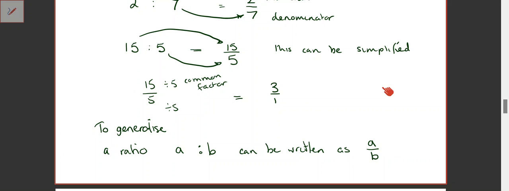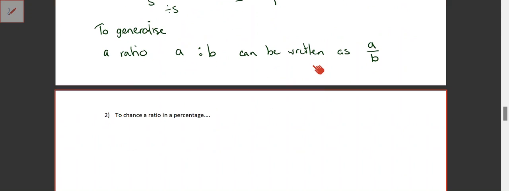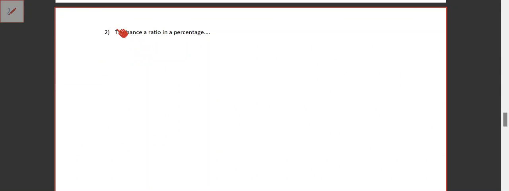In the future, we'll definitely have a communication session where you can do a video again. All right, let's have a look at the next one then. To change a ratio into a percentage. Let's start with an example. Let's do 3 to 5 again. Does anyone remember how to do ratio to a percentage?